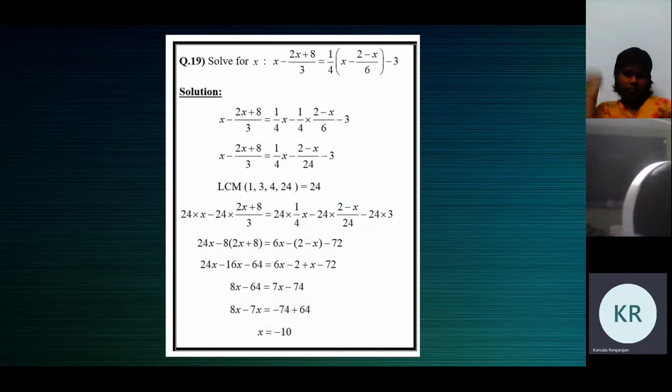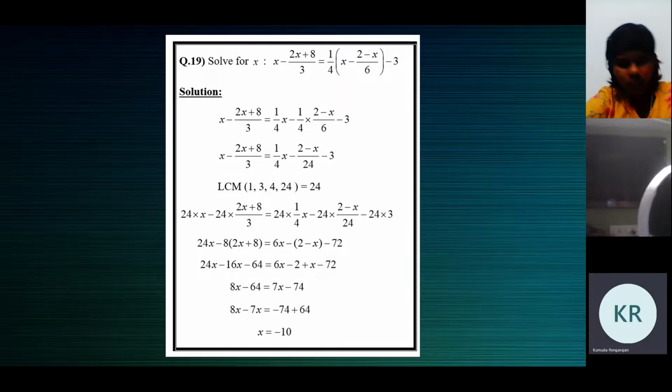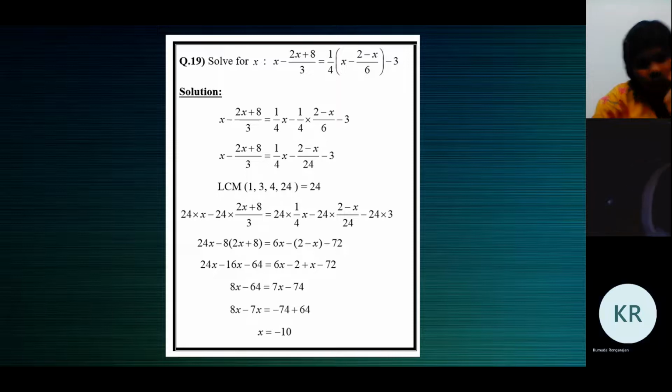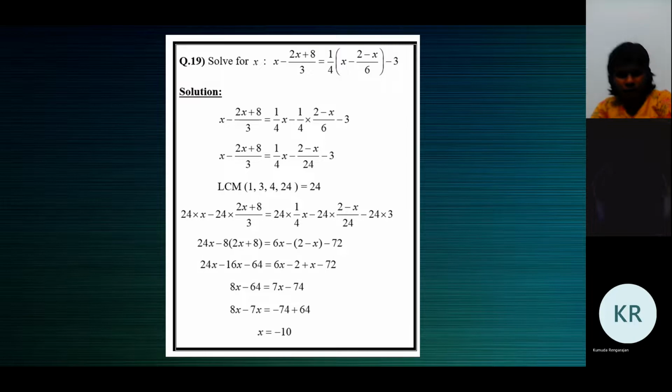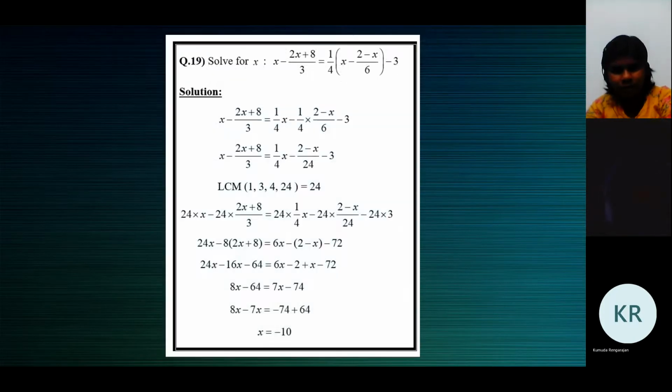This is the next question. So in the earlier question, there was a sign outside the bracket. There was a minus sign outside the bracket, and we had to open the bracket by multiplying the minus sign with the two terms inside the bracket. Am I clear, children? Yes, ma'am.